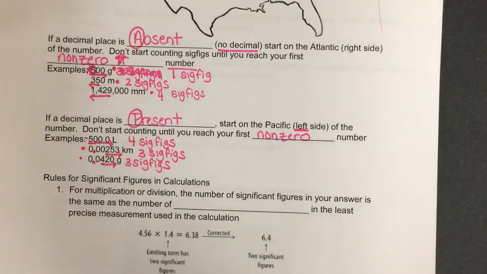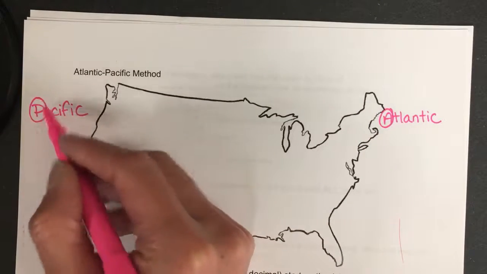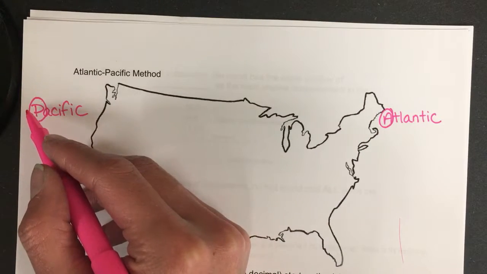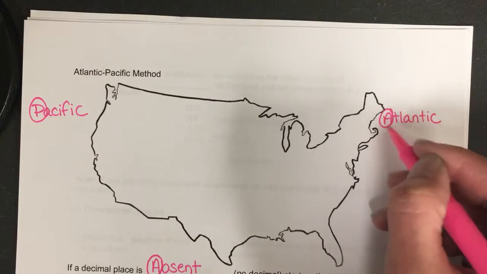So sig figs are going to be really important when we start talking about calculations. They're going to be very important when we do measurements for labs. So it's important you know how many significant figures there are in a measurement. Okay? If the decimal point is present, P, start on the left side of your measurement. If the decimal point is absent, A, start on the right side.